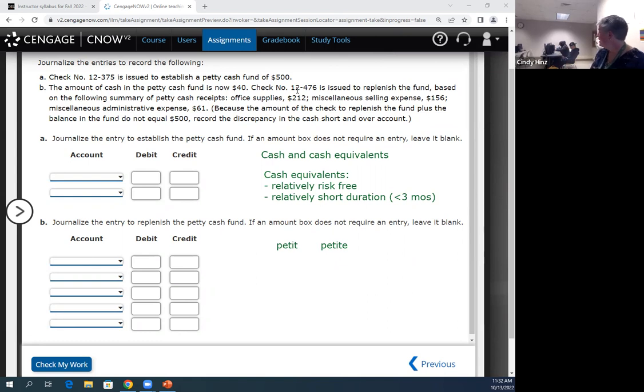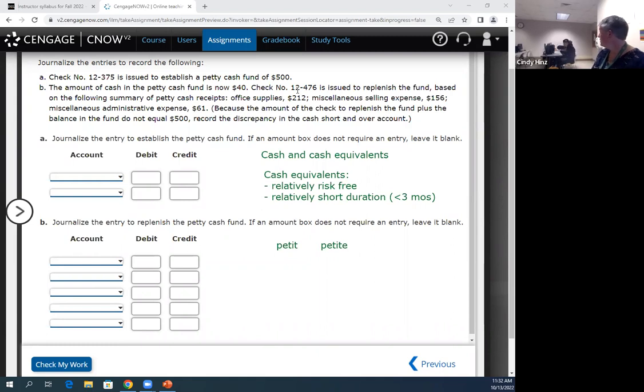The idea of a petty cash fund is we have a small amount of cash physically on hand at our business so that if small cash needs arise, we don't have to write a check for it. So it's easier to handle those small transactions. So it needs to be a small enough amount that it's not material in the overall scope of the organization.